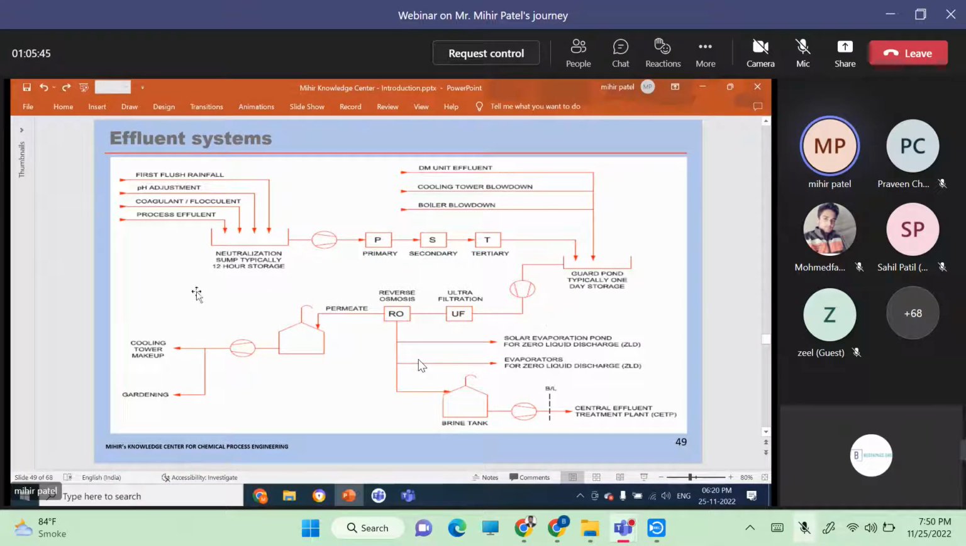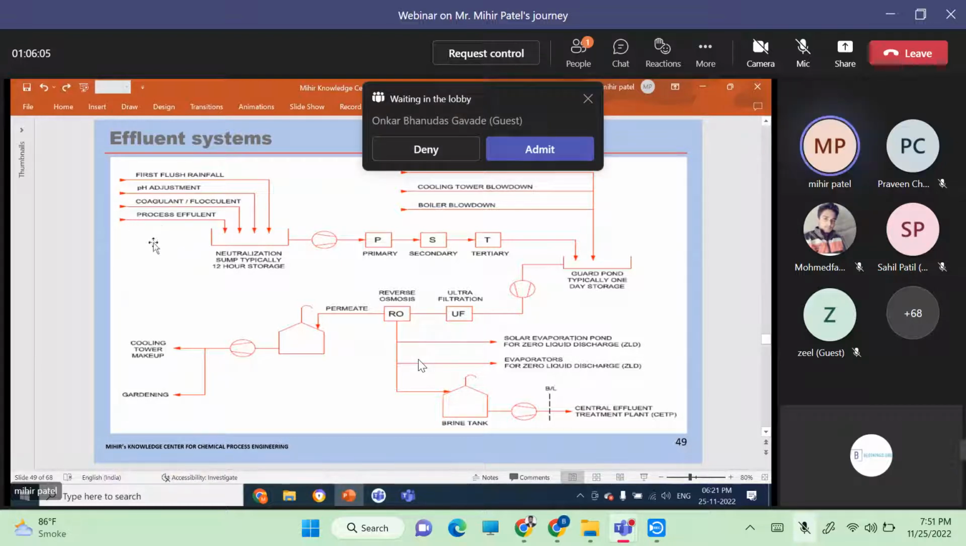Okay. So typically here you see this is a generic diagram I have drawn here. So here you have the first flush of rainfall. First 15 minutes of rainfall is taken into this pit basically before it is allowed to go to stormwater drain, so that all the floor is washed, because you may have spillages of chemicals on the floor.